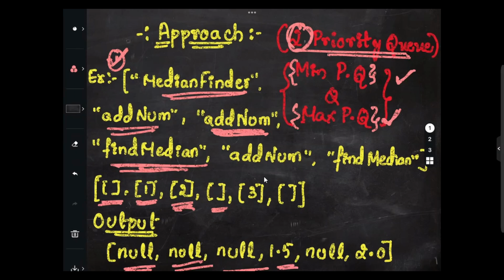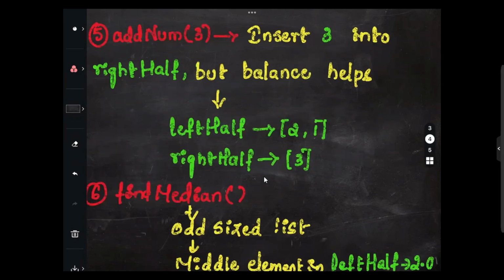So this is 1.5. We have to return 1.5 because the return value of the find median is a number. So in this case, we are returning 1.5. This is fine. So let's move on with the add number again. The add number return value is null.